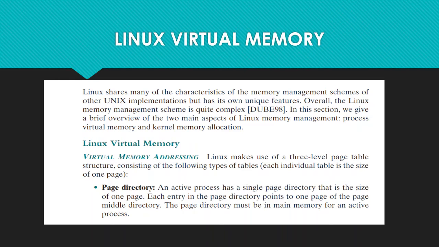Linux shares many of the characteristics of the memory management scheme of other Unix implementations, but it has its own unique features. Overall, the Linux memory management scheme is quite complex. In this section, we will give a brief overview of the two main aspects of Linux memory management: process virtual memory and kernel memory allocation.